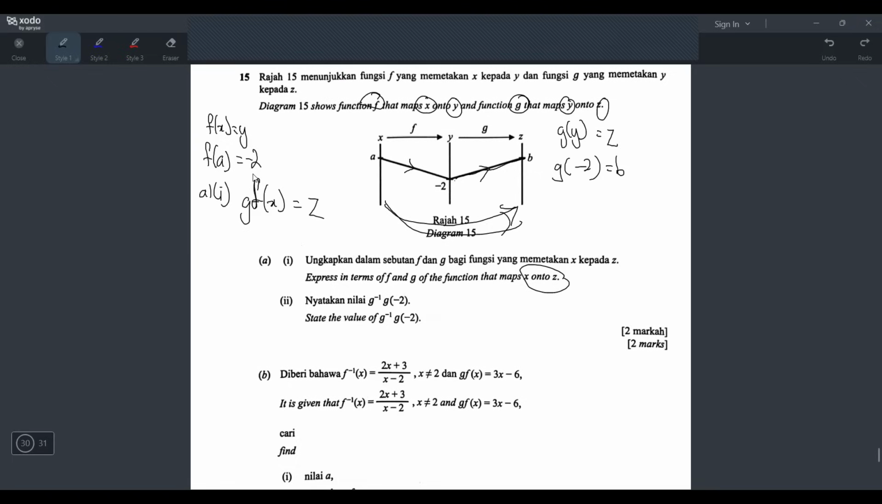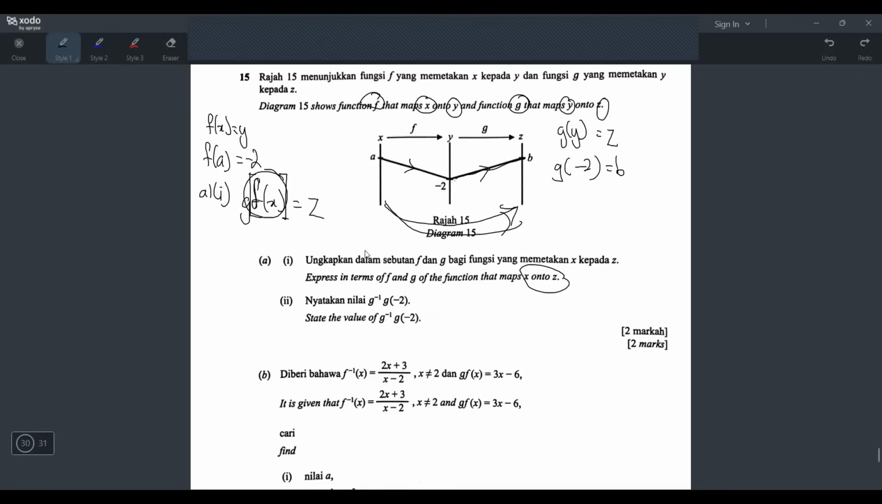Right? And why you have to write gf(x), I repeat one more time, is because there will be a bracket here and you have to always do the inner one first. It means when you do gf(x), you will get g(y), because f(x) is equals to y. And then g(y), you can see it gives you z, right? See, it's correct, okay?